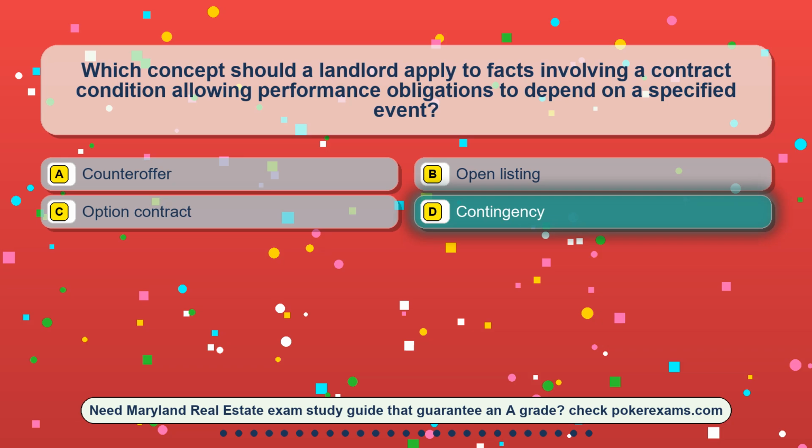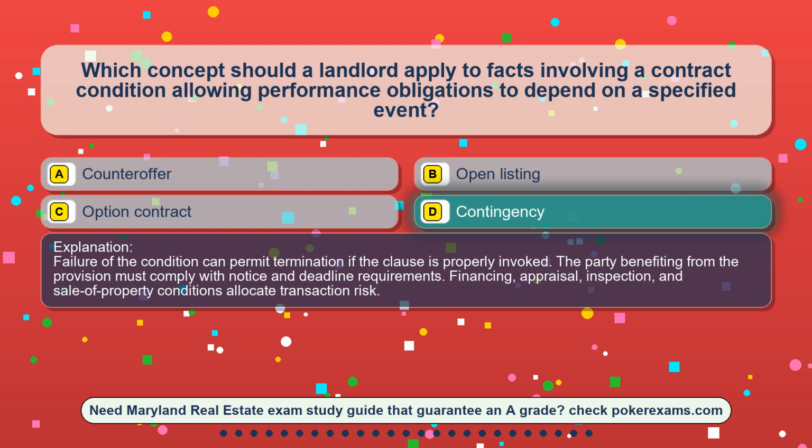The correct answer is option D, contingency. Failure of the condition can permit termination if the clause is properly invoked. The party benefiting from the provision must comply with notice and deadline requirements. Financing, appraisal, inspection, and sale-of-property conditions allocate transaction risk.